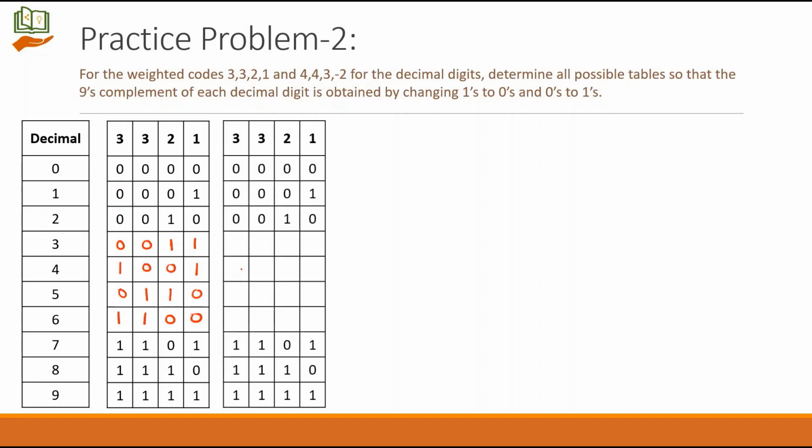The next table. Don't change 3. Keep it as it is. 3 and 6 are not going to change. Now we are going to change only 4 and 5.